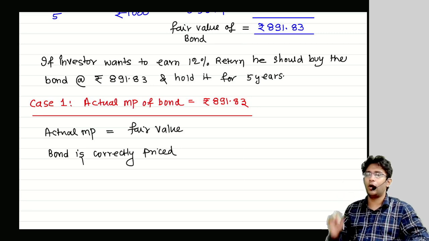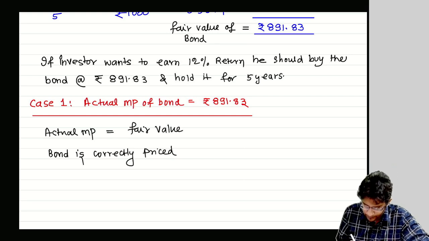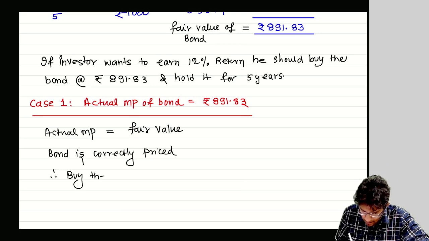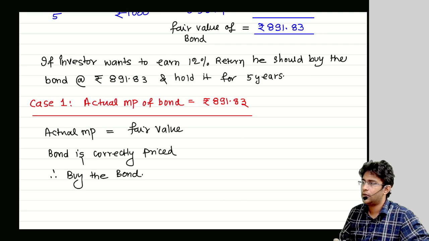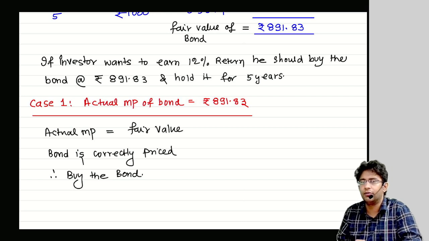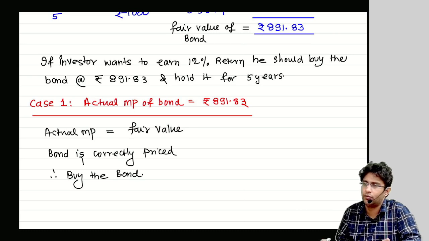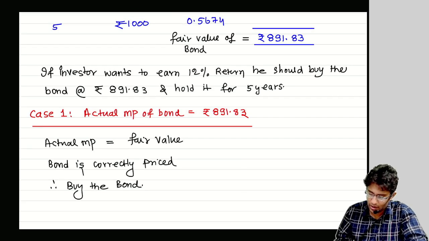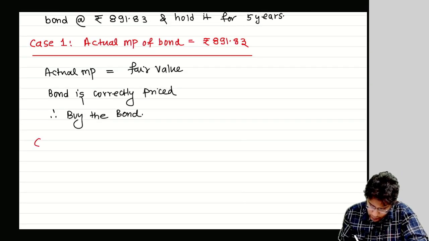Tell me, sir, when a bond is perfectly priced, will you buy or will you not buy? You will buy. Definitely you should buy the bond. If I want to get a return of 12%, I should invest 891.83. Luckily, the bond is also available in the market at 891.83 only. Why am I waiting? Buy. Now, that is one angle, another angle I'll tell you later on. Too much is confusing. Case 2.